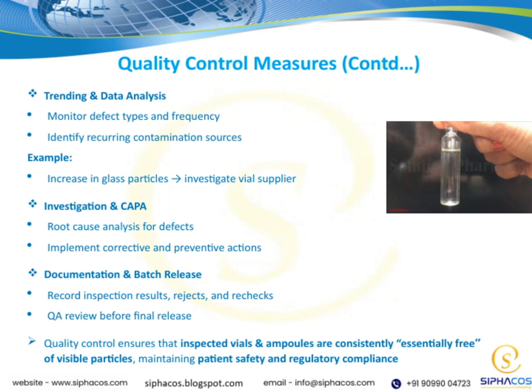Next, documentation and batch release are key components. We record all inspection results, rejects, and rechecks meticulously. Before releasing each batch, QA conducts a thorough review to ensure everything meets quality standards. Ultimately, quality control ensures that each inspected vial or ampule is essentially free of visible particles. This is fundamental not only for patient safety, but also to maintain regulatory compliance. Consistent quality control measures help us deliver safe, reliable products every time.